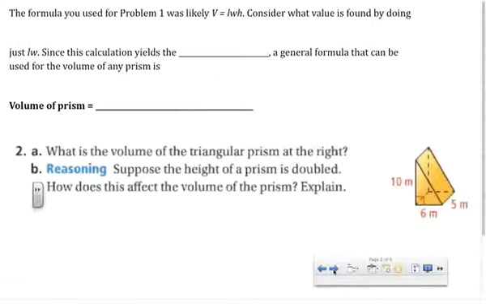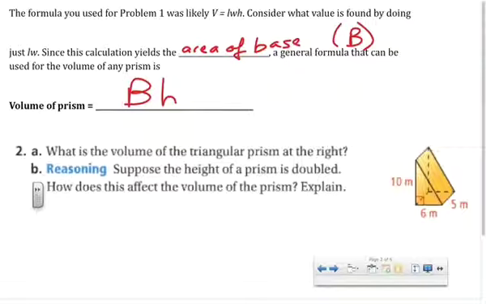So, in your notes, since the calculation length times width yields the area of the base, which, remember, on the reference sheet is abbreviated as a capital B. Remember, there's a key on the reference sheet. The formula that I can use for any prism in order to find its volume would be area of the base times height.